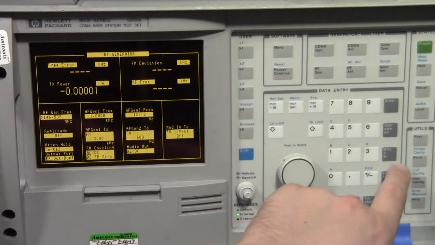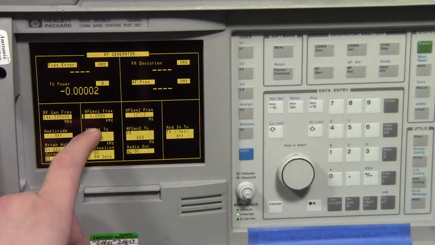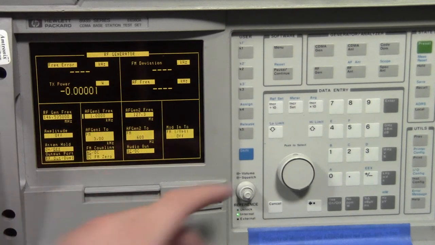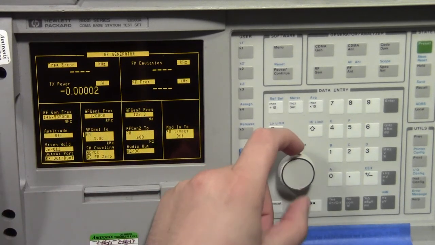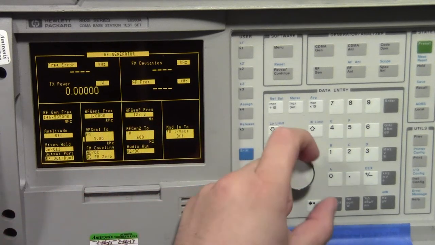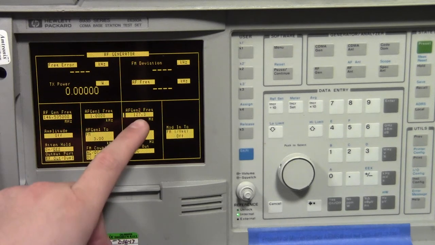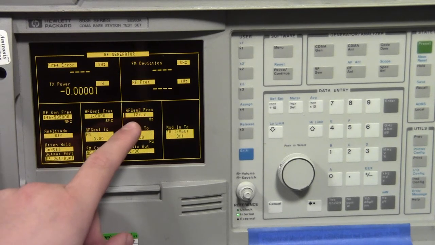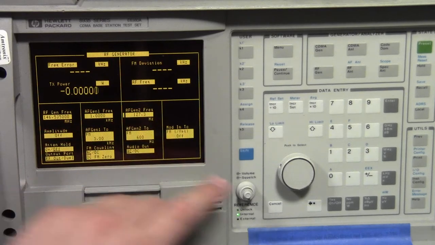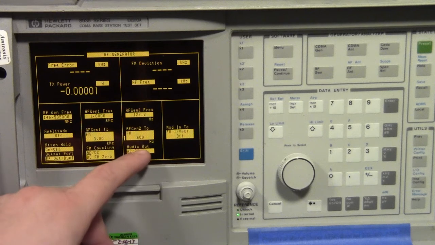146.535 megahertz. And we're going to want to generate an audio frequency of 1 kilohertz, route it to the FM modulator with a deviation of 3 kilohertz. We then also, to get the repeater to key up, need to generate the PL tone. So the PL tone is 127.3 hertz, route it to the FM modulator with a deviation of 600 hertz.